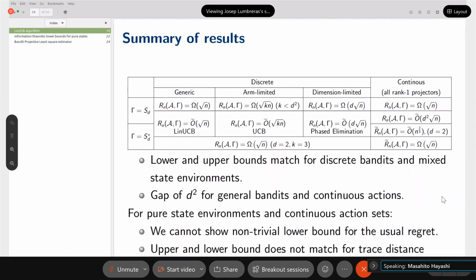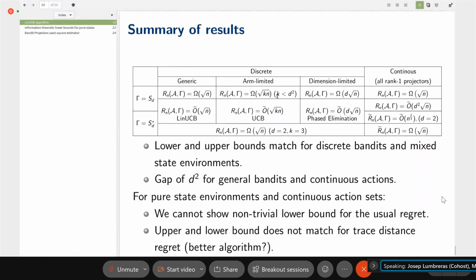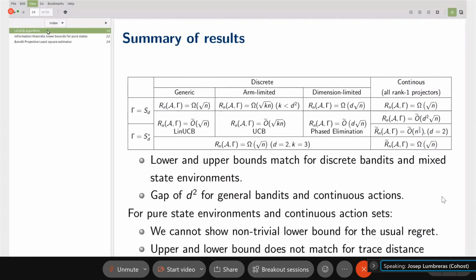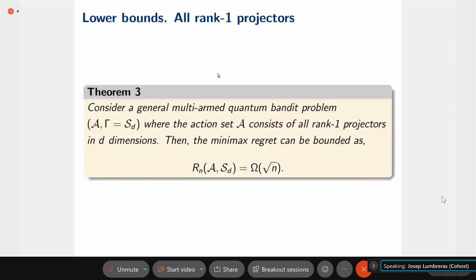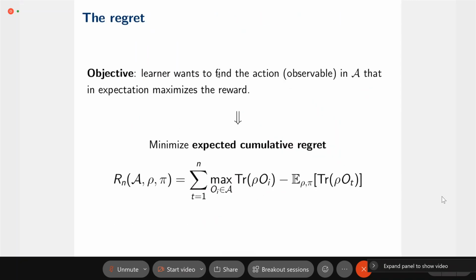Oh, the meaning of the regret. Yeah. Can you see my screen? Okay. Can you see my screen now?